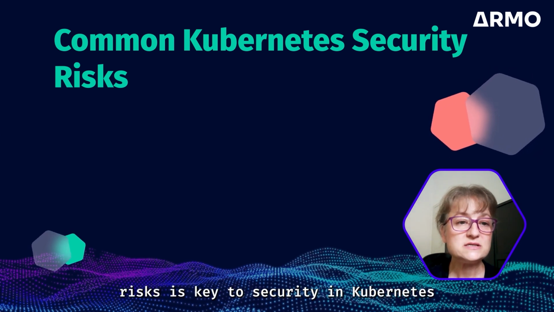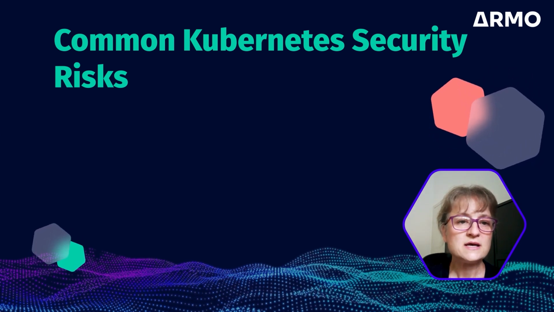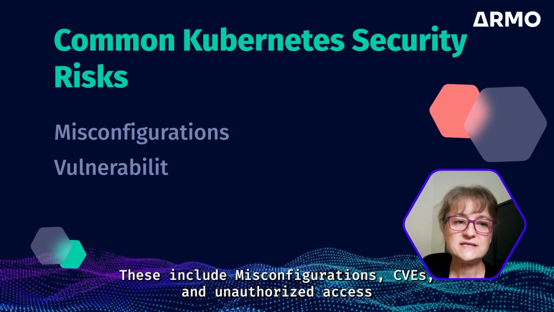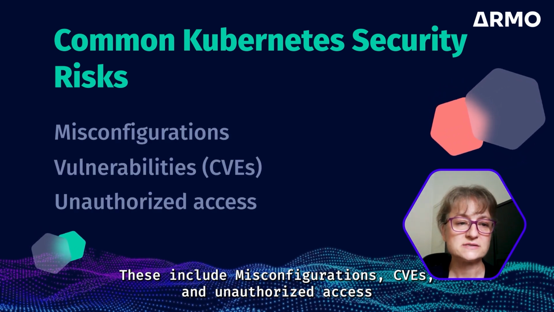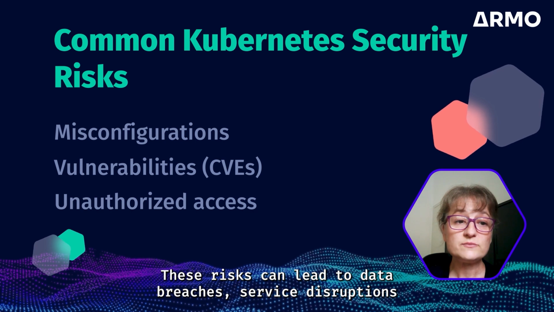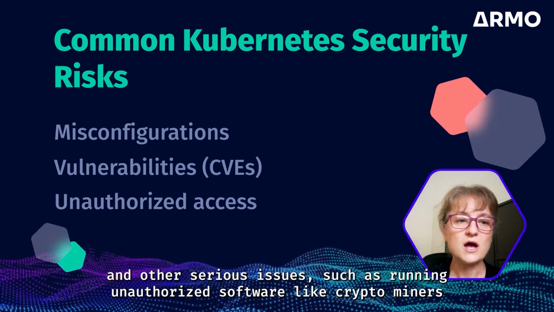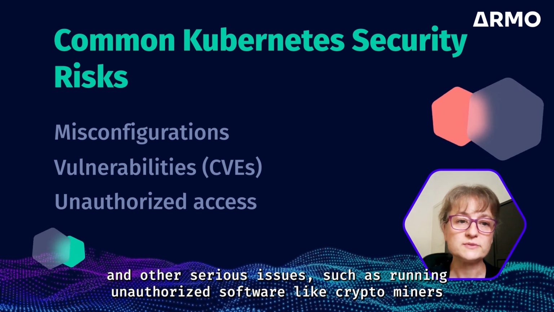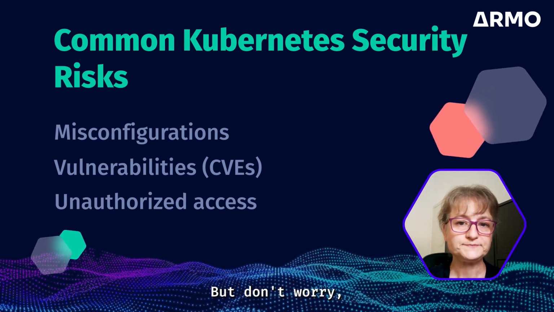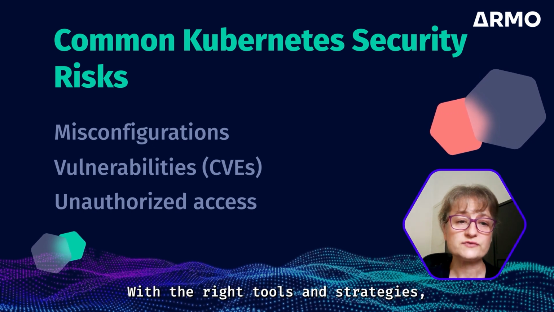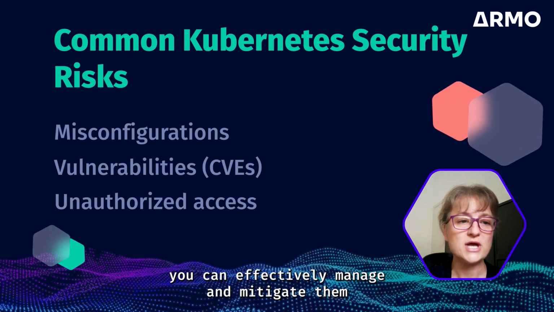Recognizing risks is key to security. In Kubernetes, these include misconfigurations, CVEs, and unauthorized access. These risks can lead to data breaches, service disruptions, and other serious issues, such as running unauthorized software, like crypto miners. But don't worry. With the right tools and strategies, you can effectively manage and mitigate them.